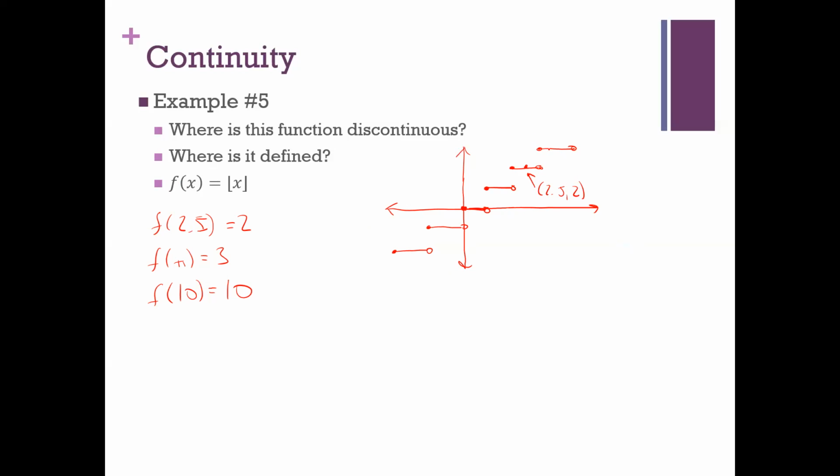I could also argue that it's continuous at pi, because this point right here is pi, 3. Is it continuous at 10? No. So can we generalize it a little bit? We know we're continuous at these two places, but not at x equals 10. Where are the discontinuities on this thing going to be? All the integers. Where's it defined though? Everywhere.